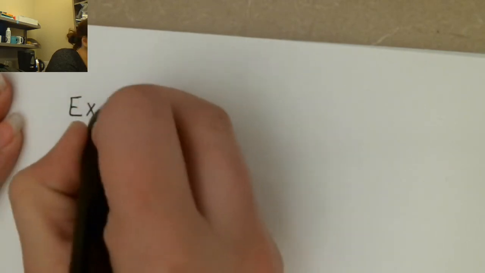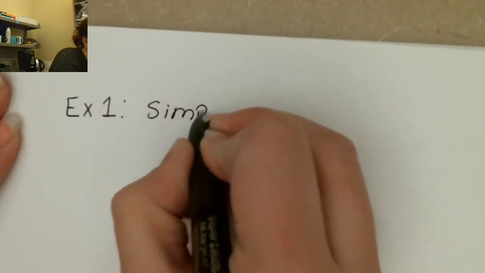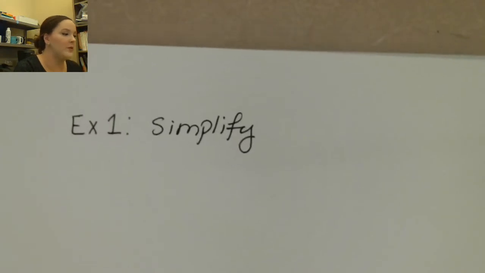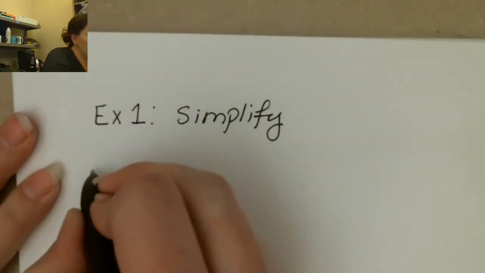Okay, so let's do a couple examples. The first thing we're going to do is just simplify. I want to do a review example first, so we'll do a simplify example that is a square root.